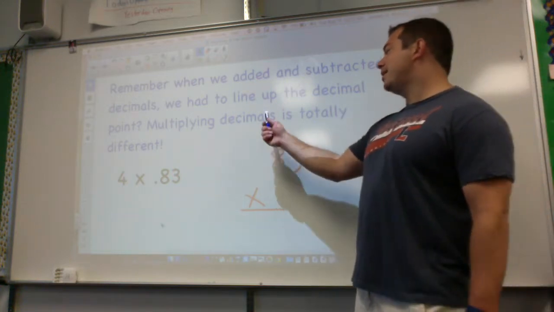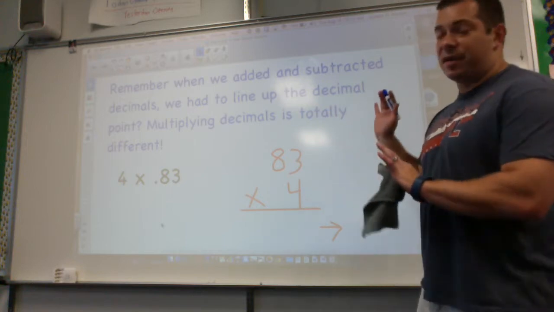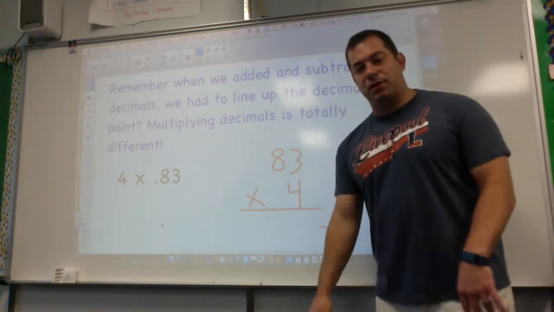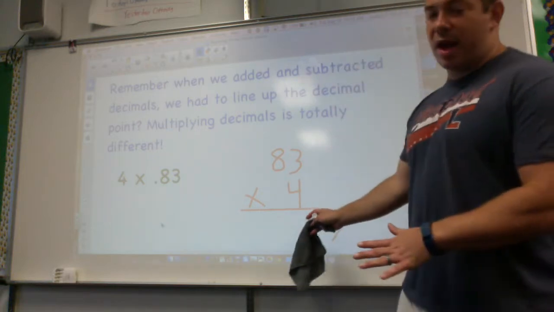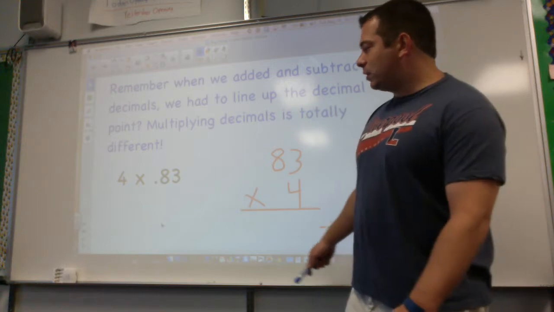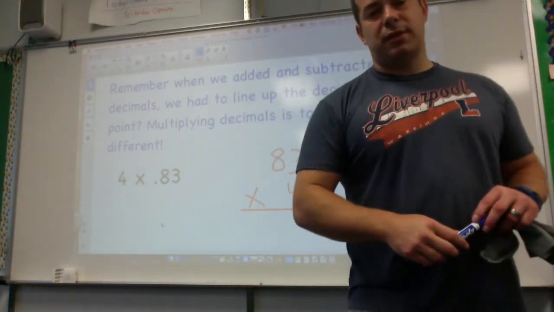Well, multiplying decimals is totally different. All right, so we got to get that out of our head for multiplying. We do not want to line up decimals or even have the decimal in there. We want to add it later on. I'll show you what I mean. So my first example here is I have 4 times 83 hundredths.